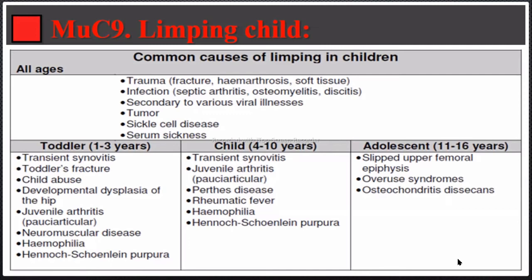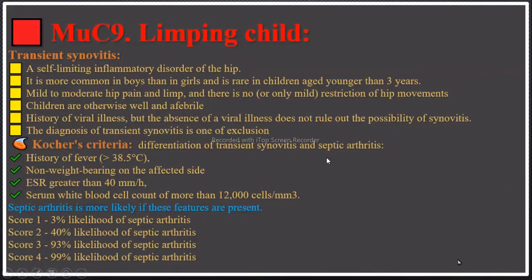Okay, and osteochondritis, this one we'll discuss now. So transient synovitis is a self-limiting inflammatory disorder. We said 1 to 3 years of the hip, more common in boys than girls. You'll find the scenario male, boy, and rare in children aged younger than 3.